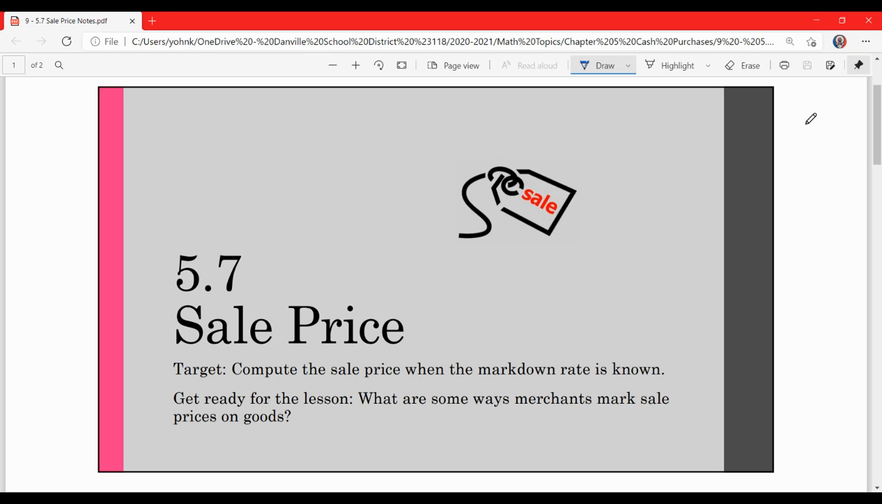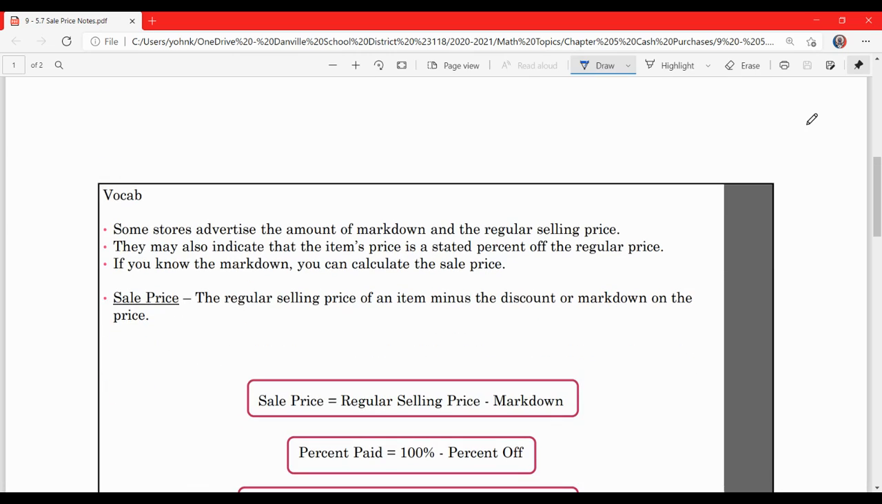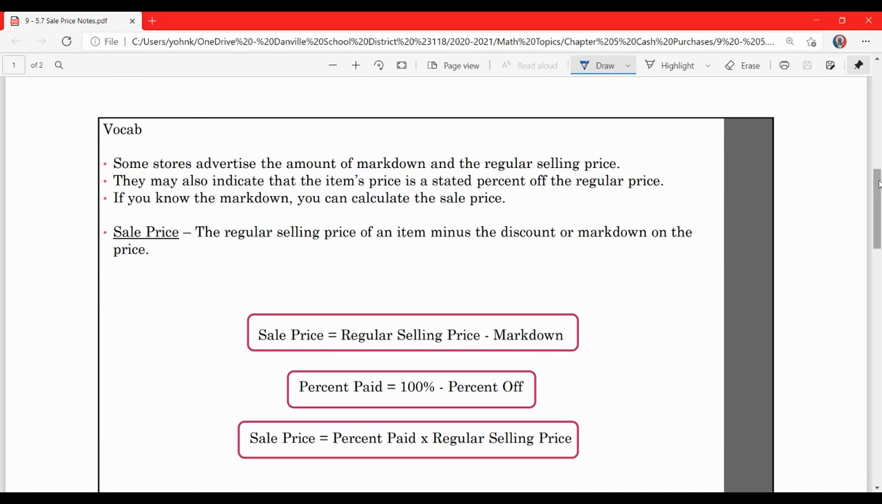So a question to think about: what are some ways merchants mark sale prices on goods? Well, some stores have sale racks. Some stores use different color tags or maybe stickers on the sales tags. Some put them in a completely different section. Some stores just keep the item wherever it is and place it on sale. So all sorts of stores have their sales in all sorts of different places.